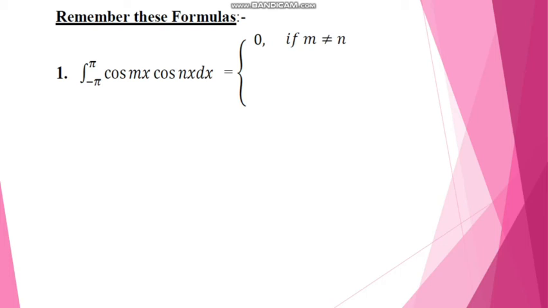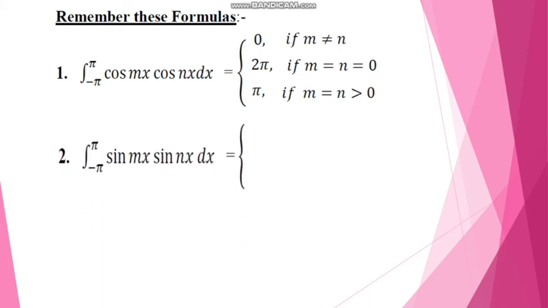We are going to see some important formulas and you can remember them. First of all, the definite integral from negative pi to pi of cosine mx cosine nx dx, whose value is 0 when m is distinct from n. Coming to when m is equal to n and equal to 0, whose value will be 2 pi. When m and n are the same and both are positive values, the value is pi.